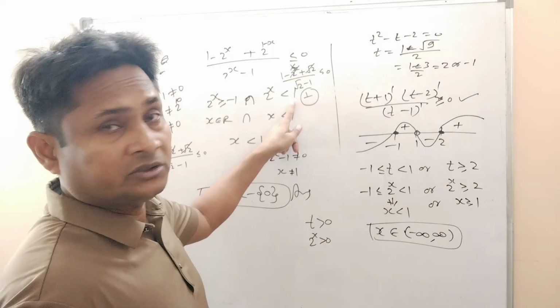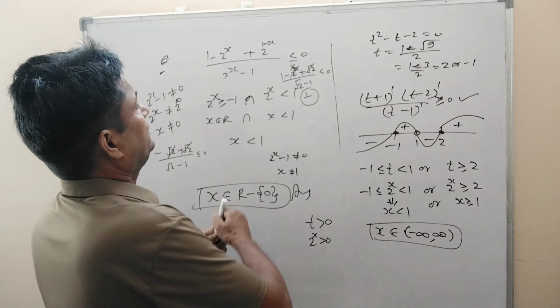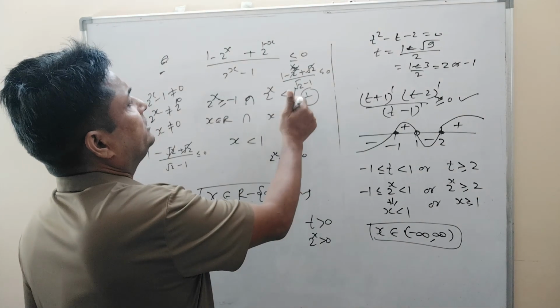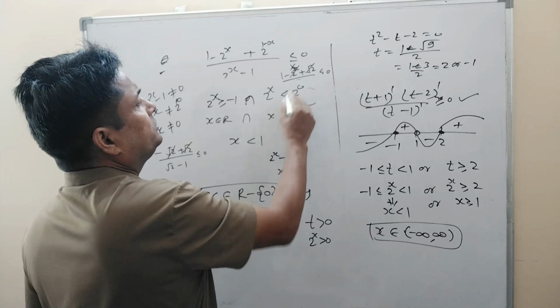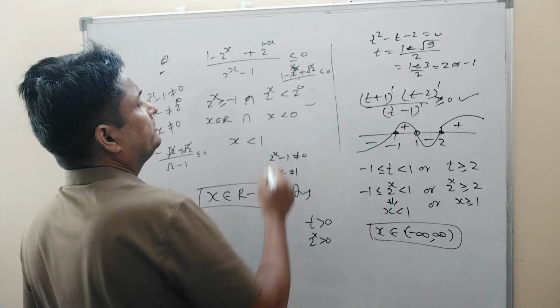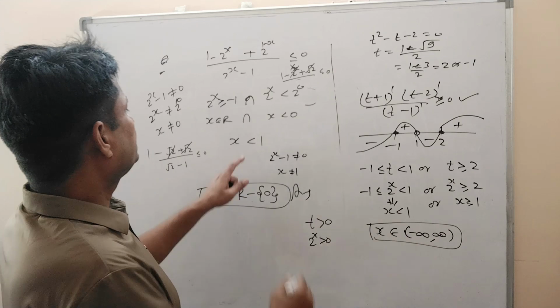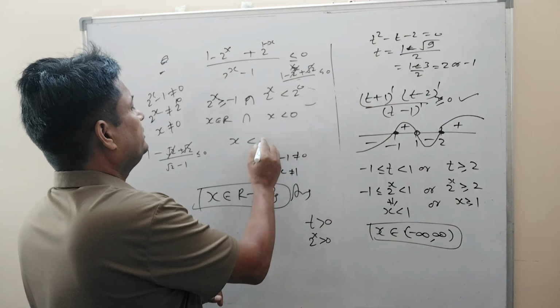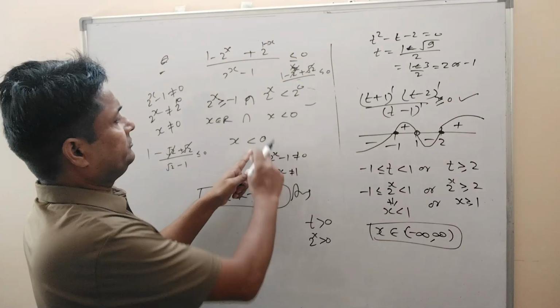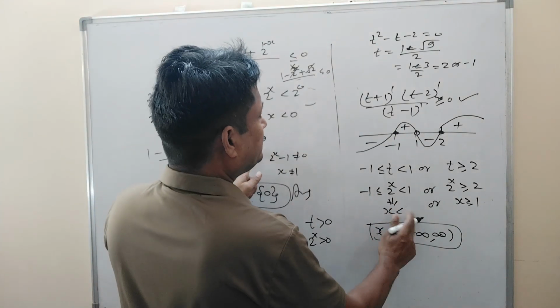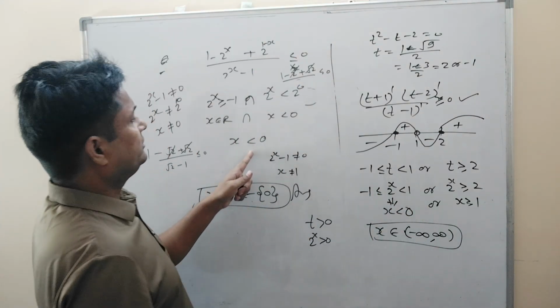Here there is a mistake. So what will this be? 1 can be written as 2 to the power 0. That means the answer will be, here, less than 0. So the intersection will be less than 0. So finally the answer for this one is x less than 0.